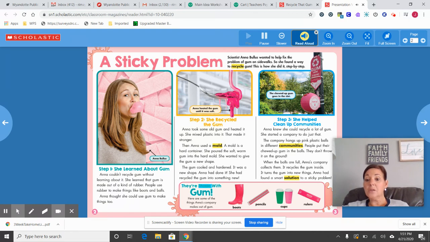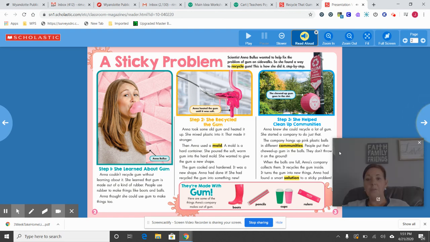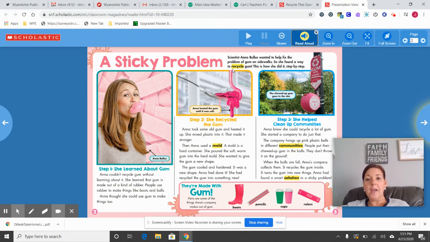Okay, so they're made with gum. Sorry. Here are some of the things Anna's company makes out of gum. Boots, pencils, cups, rulers.